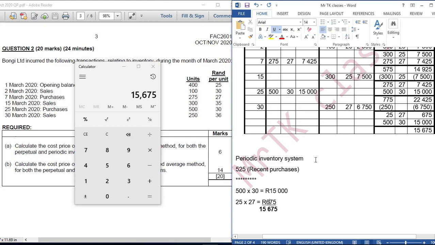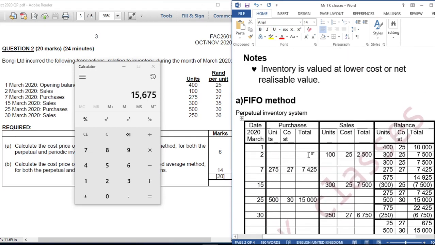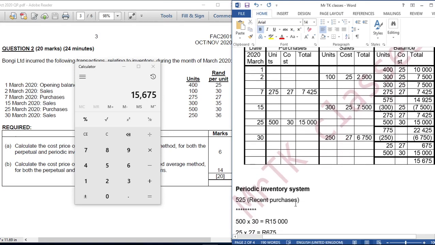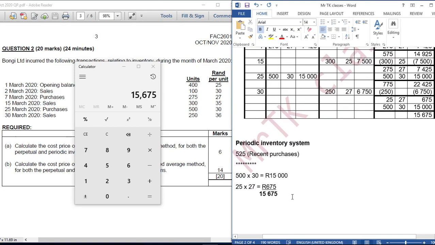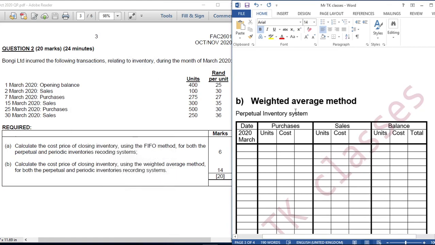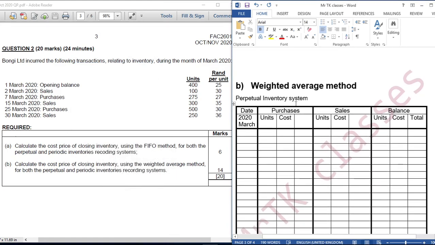15,675. So when you are using periodic inventory system and when you are using perpetual inventory system, if it's first in first out method, our inventory is going to be the same, right? Okay, so now let us move on to B, where we are doing weighted average method. So we are starting with the perpetual inventory system.